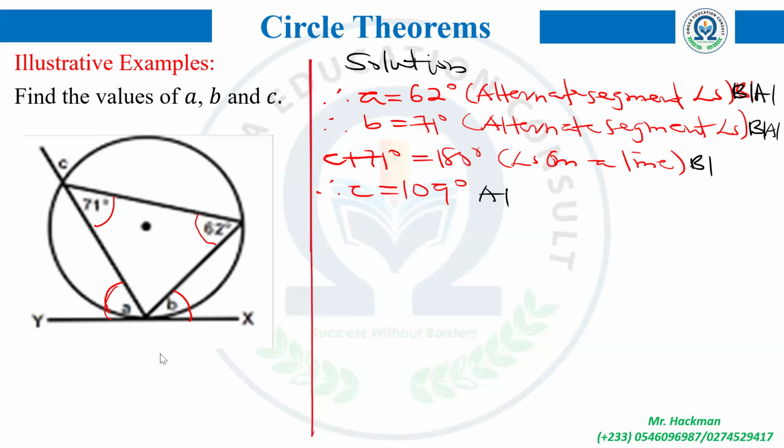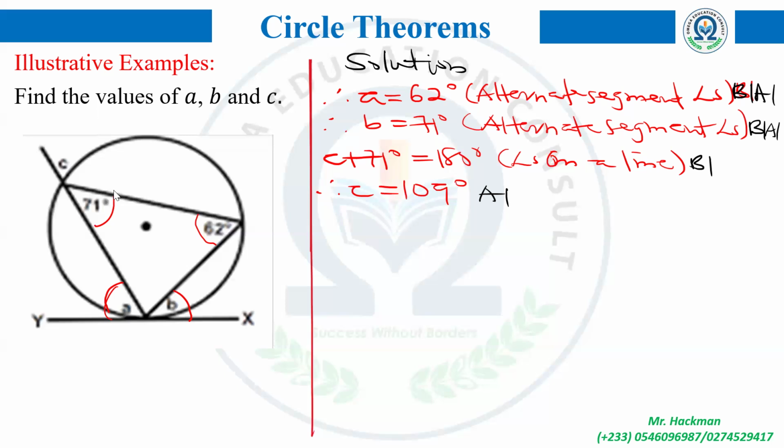Then the same explanation for B. B will also be equal to 71 degrees, with the same reason. So you can see the marks: B1 for your relation and the reason, and A1 for your answer. The relation gave you the same result as your answer, so I combined the two. And the same marking applies for what we have here.